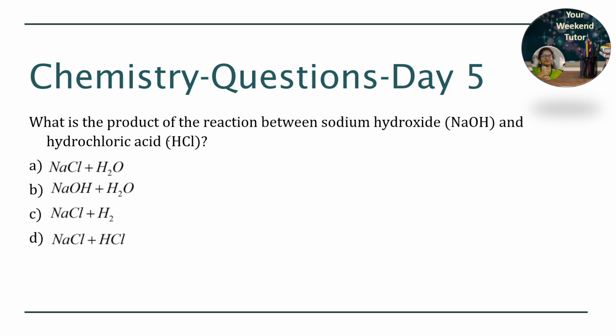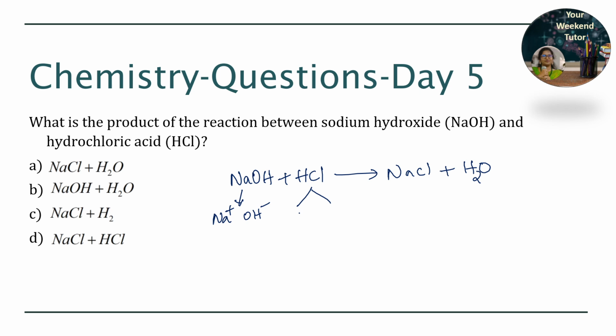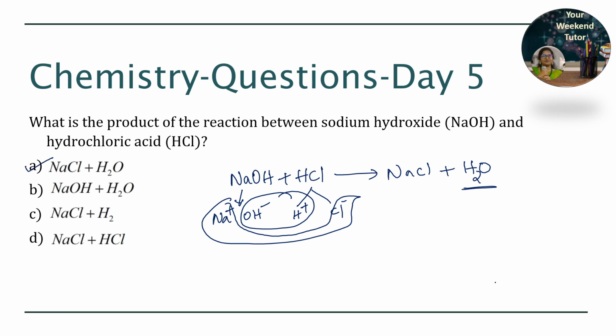Next, what is the product of the reaction between sodium hydroxide and hydrochloric acid? As just now I have discussed, NaOH plus HCl gives rise to NaCl plus H2O. That means here it will be split as Na+ and OH-, and here it will be split as H+ and Cl-. This Na+ and Cl- will be forming NaCl, and H+ and OH- will be forming H2O. So what is the correct answer? First one is the correct answer, right?